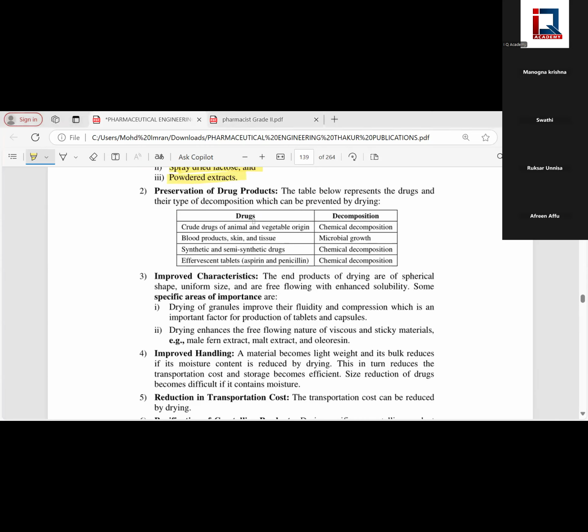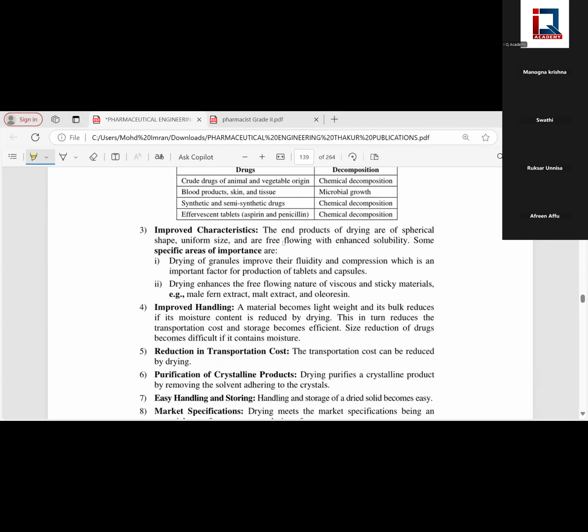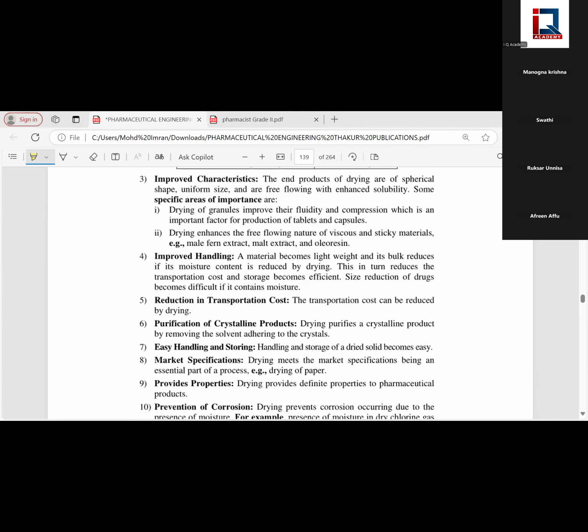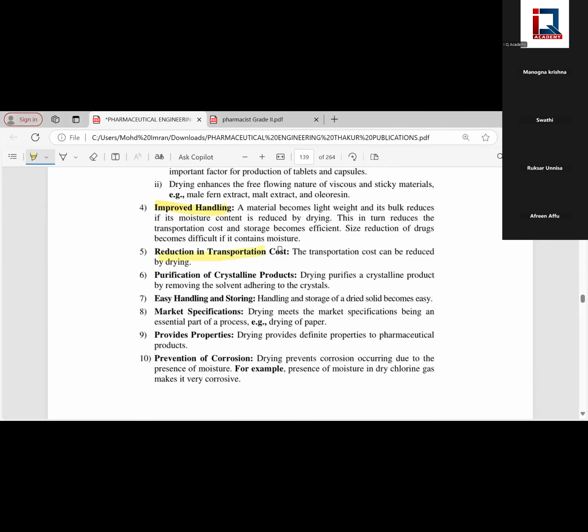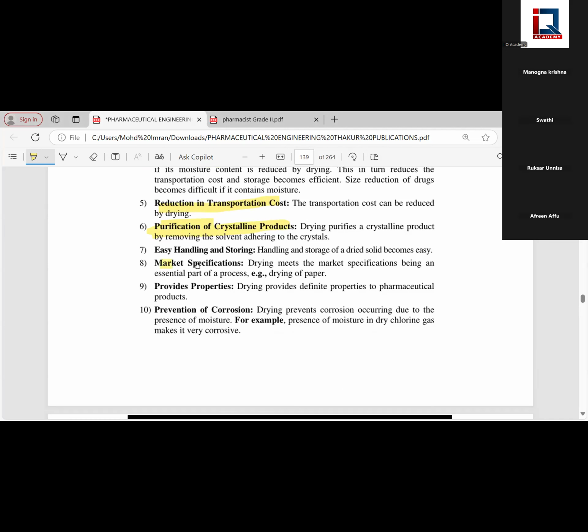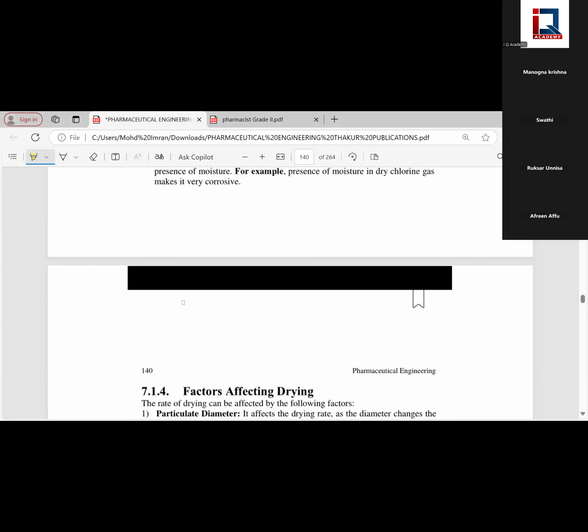Then there is preservation of drug products. We use drying for improved characterization and free flowing properties, improved handling, reduction of transportation cost, purification of crystalline products, which is an important part, and marketing specifications also. Dried powders, dried peppers, and many other food products are available with increased storage time and shelf life. All these are applications of drying.